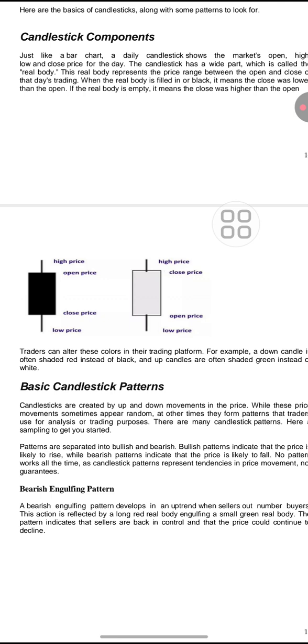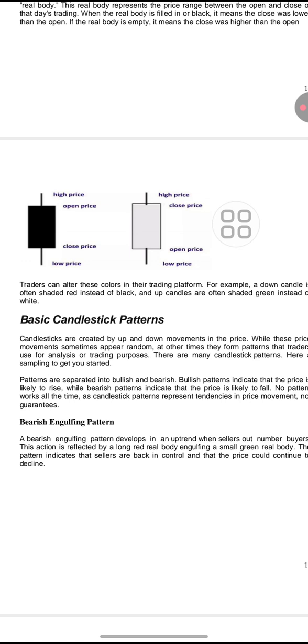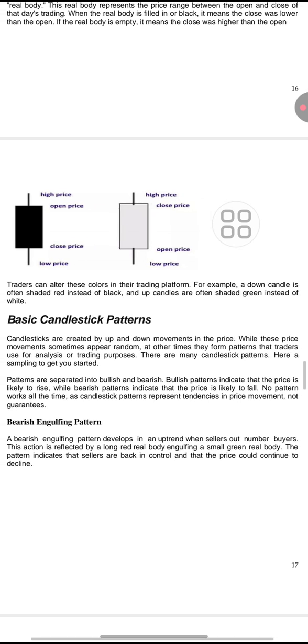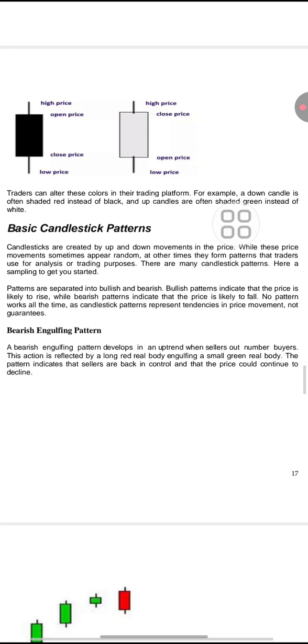I normally use color. I use red for bearish and green for bullish. Traders can alter these colors in their trading platform. For example, a down candle is often shaded red instead of black, and an up candle shaded green instead of white. I use green and red.